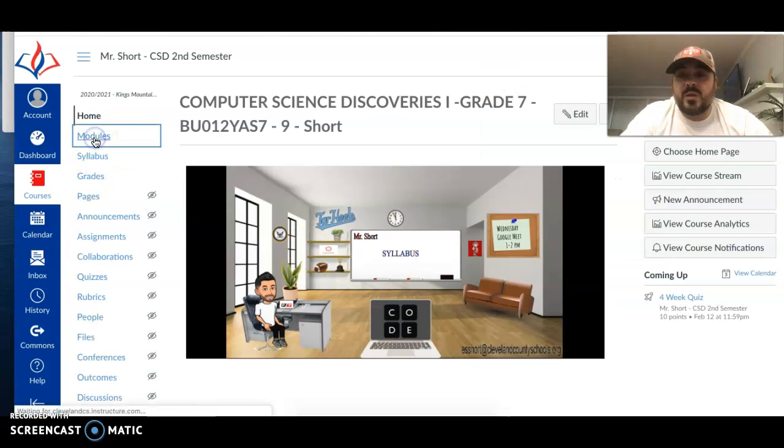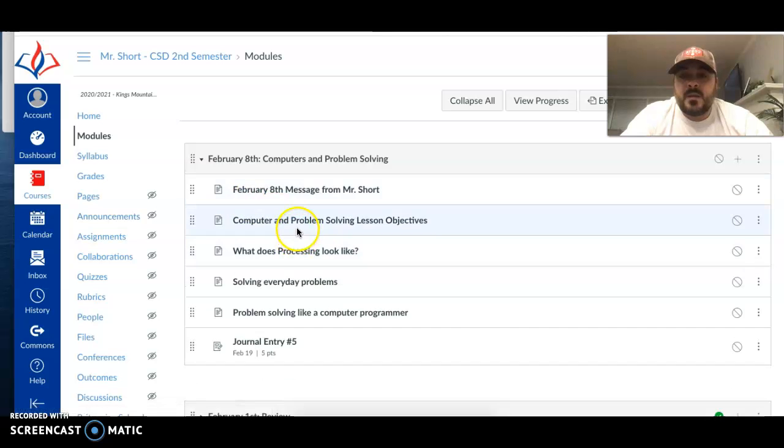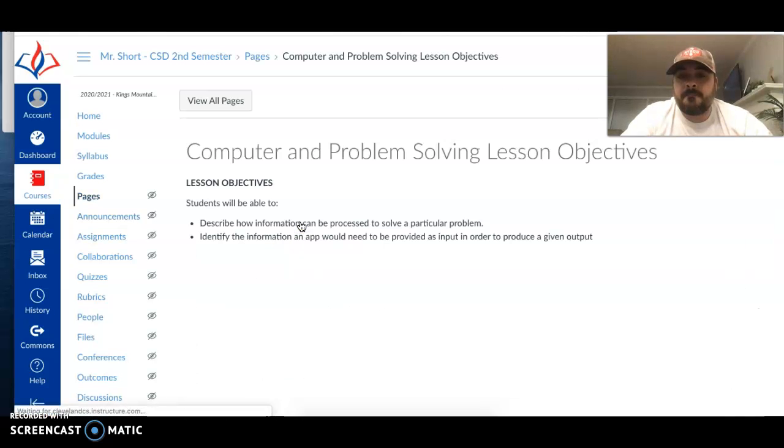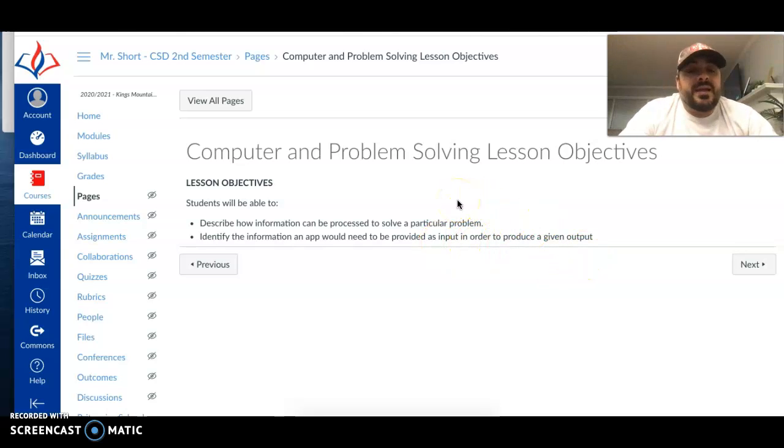Let's go back to the module real quick. Look at these objectives one more time. Students will be able to describe how information can be processed to solve particular problems. Identify the information an app would need to be provided as input in order to process a given output. That's what we're doing this week. We're taking the problem-solving process and combining it with computers, and showing how computers are very important and very useful when it comes to the problem-solving process.